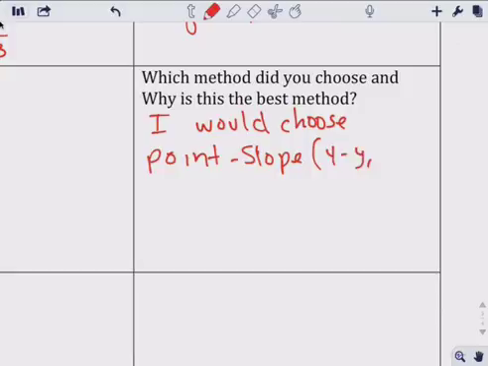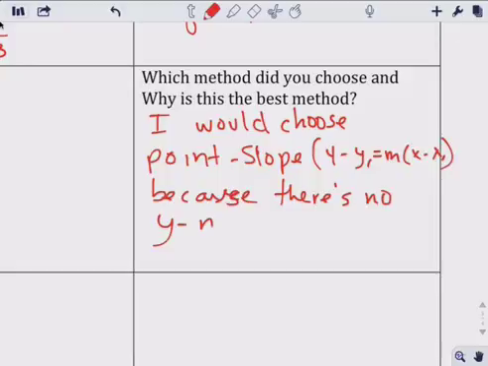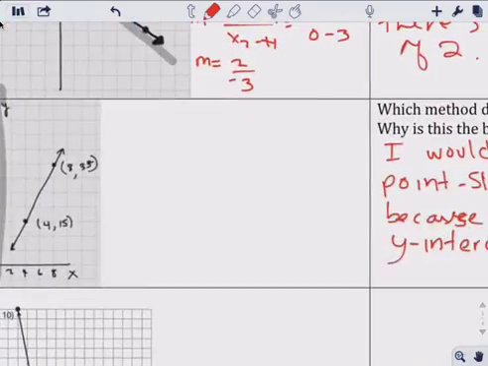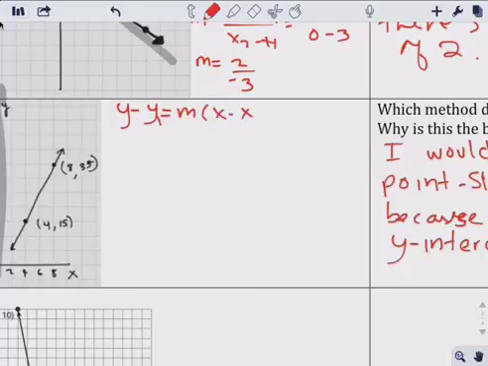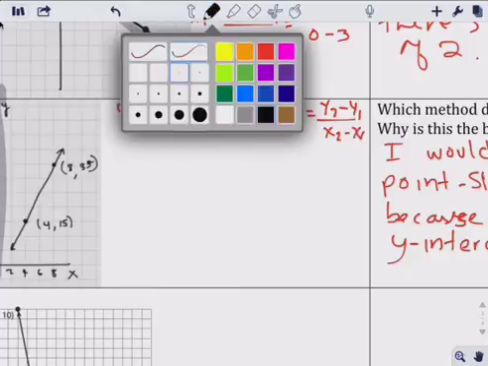Y minus y1 equals m parentheses x minus x1, because there's no y-intercept. Okay, so I would use y minus y1 equals m parentheses x minus x1. I need to find the slope. The slope is y2 minus y1 over x2 minus x1. Okay, always write the formula.